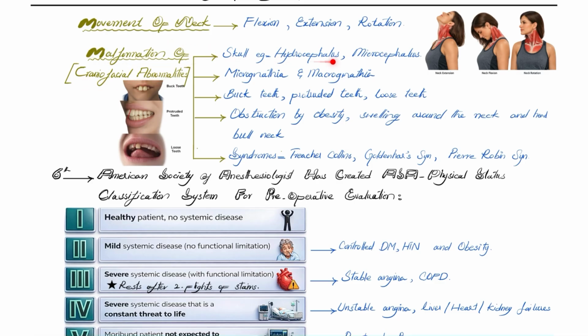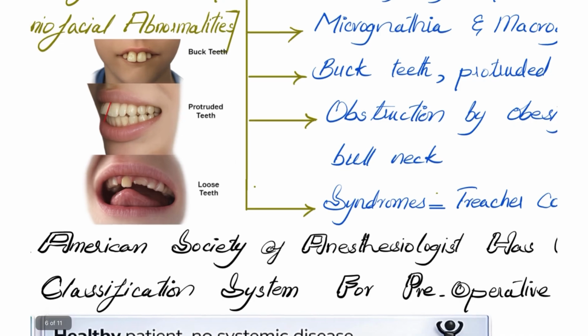An example is hydrocephalus, which means the quantity of CSF in the spinal canal and in the ventricles of the brain is too much. And microcephalus means a small skull. Micrognathia and macrognathia: micrognathia means that the mandible or lower jaw is small, while macrognathia means that the mandible or lower jaw is large. Then you have to look at the teeth.